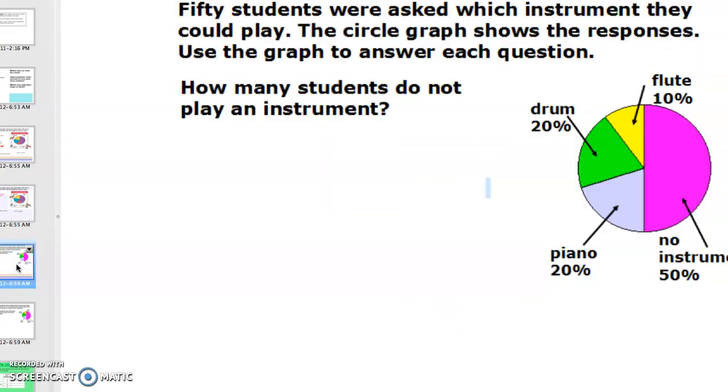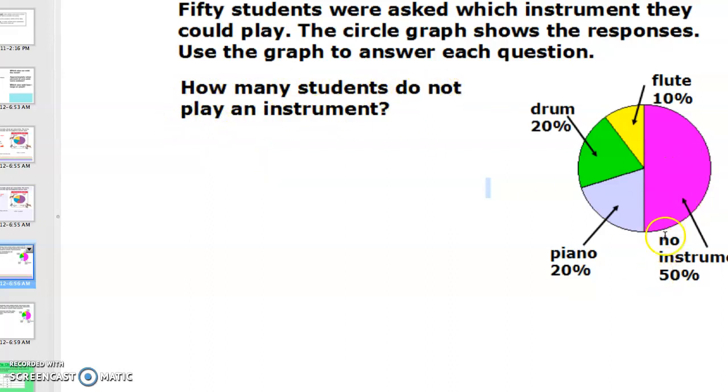Right, let's look at a different circle graph here. It says 50 students were asked which instrument they could play. The circle graph here shows the response. So 20% of the students can play the drum, 10% play the flute, 50% of students don't play any instrument, and 20% play the piano. The question is, how many students do not play an instrument?